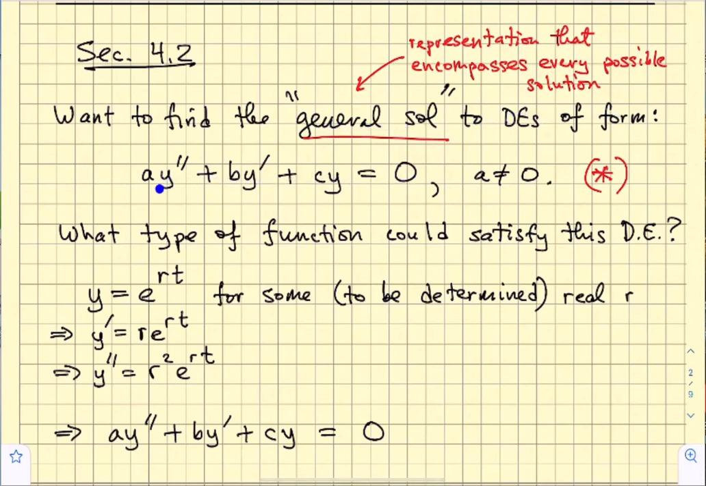Now starting in section 4.2, our goal is to find the general solution to differential equations of the form ay'' + by' + cy = 0, where the leading coefficient is not 0. We have to keep saying that because if the leading coefficient were 0, this wouldn't really be a second order equation because this term would vanish. We'll call that equation star like we did above.